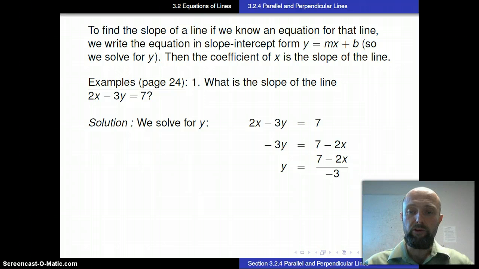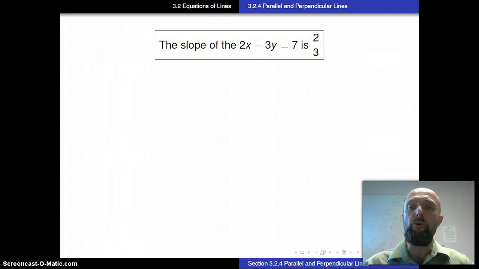We split both terms and simplify. The coefficient of x is 2 over 3. So the slope of the line 2x minus 3y is 7 is 2 over 3.